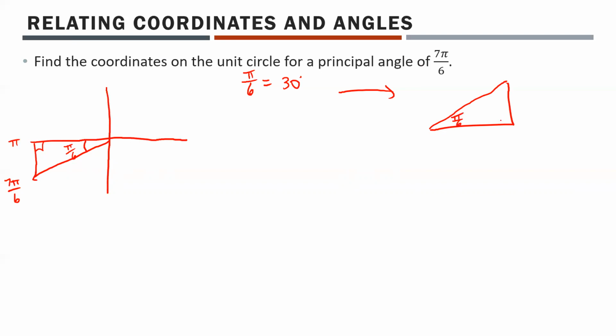We should hopefully understand that across from the 30 degrees, or across from the pi over 6, is your side that's 1/2. Adjacent would be √3/2. And your hypotenuse, of course, in these special triangles is always 1, right? So bottom line is we're looking for the coordinates on the unit circle with that principal angle.